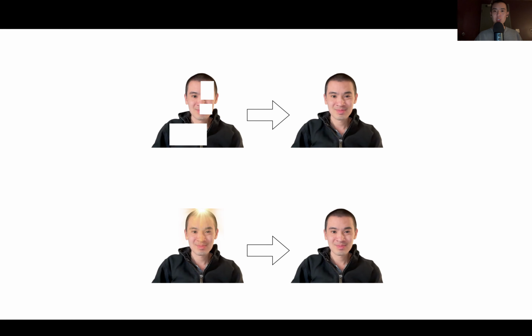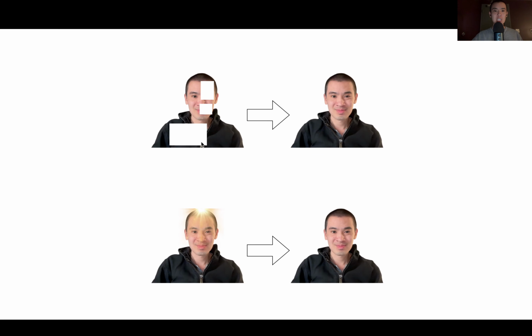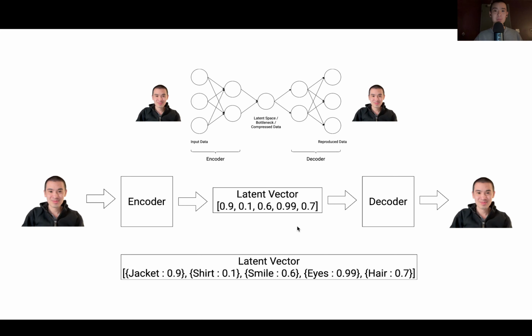So some other cool use cases for a denoising autoencoder, maybe the image is damaged and it's really good at repairing things, or maybe there's like sun glare or light glare in the picture, and the denoising autoencoder can remove the light glare or sun glare and make me look awesome again.